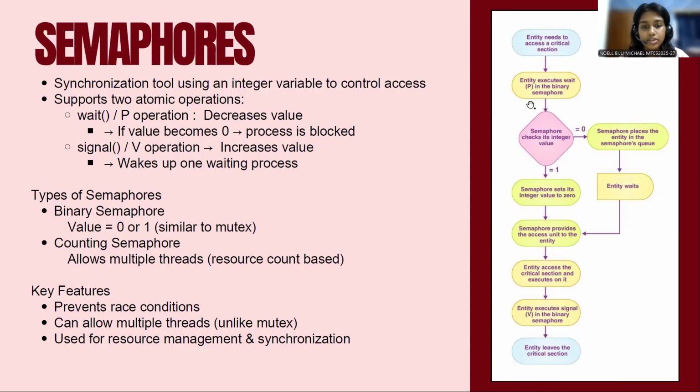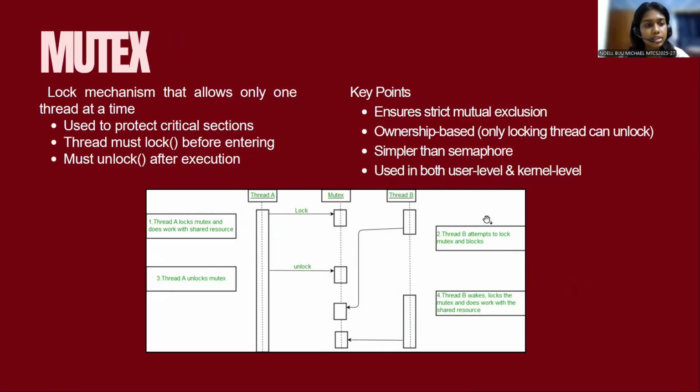In this diagram, a process that first requests access to the critical section uses the wait operation. If the semaphore value is available, it proceeds. Otherwise it is placed in a waiting queue, and it keeps waiting until it enters. After finishing the execution, the process calls signal, which increases the semaphore value and allows another waiting process to continue. Okay, next is mutex.